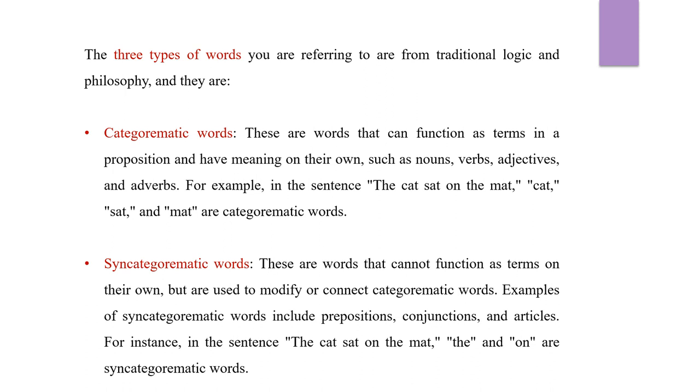Syncategorematic words. These are words that cannot function as terms on their own, but are used to modify or connect categorematic words. Examples of syncategorematic words include prepositions, conjunctions, and articles. For instance, in the sentence "the cat sat on the mat," the and on are syncategorematic words.